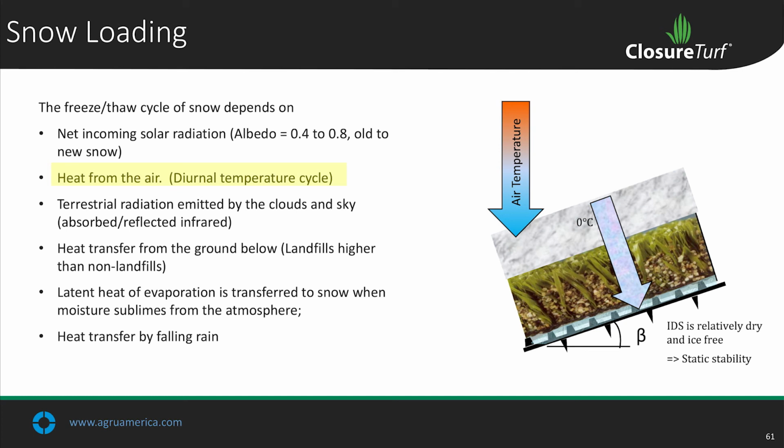There's heat from the air during the diurnal temperature cycle. There's terrestrial irradiation emitted by the clouds and sky, absorbed and reflected infrared. Heat transfer from the ground, landfills are higher than non-landfills in this case. Latent heat of evaporation, so when the snow or the moisture in the snow sublimes into the atmosphere, it leaves behind heat. And then there's heat transfer by falling rain. Well, of all these, the constant is this one. Heat and cold during the day and night.